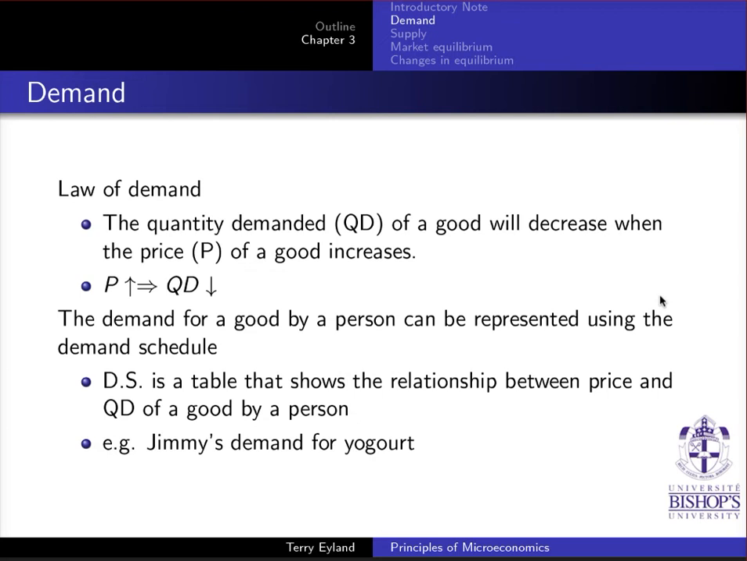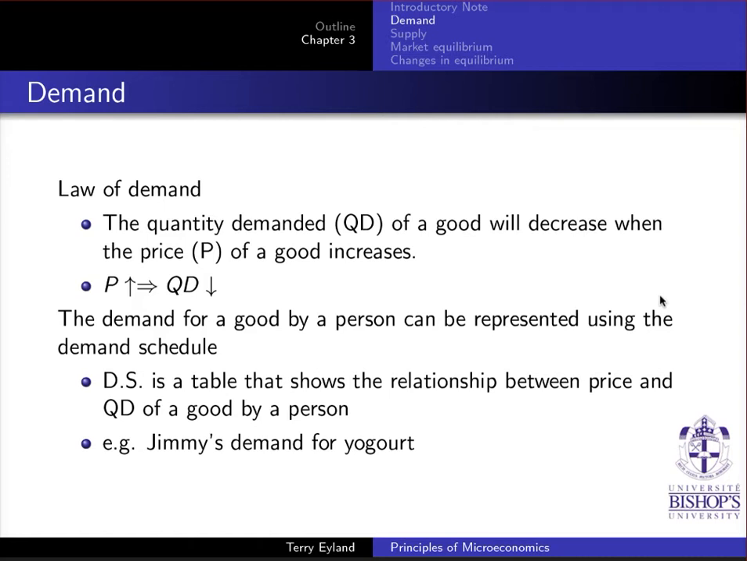The law of demand must be one of the concepts that people have heard about the most before coming into this class, and probably one of the concepts that they will keep on remembering and using in the future. So, what exactly is the law of demand? Well, the law of demand states that the quantity demanded of a good will decrease when the price of this good increases. Okay, here it's very important to note that we're talking about one specific good.